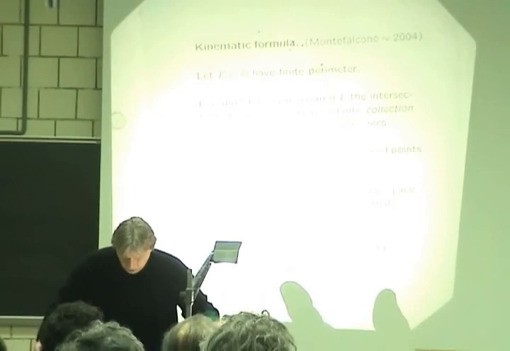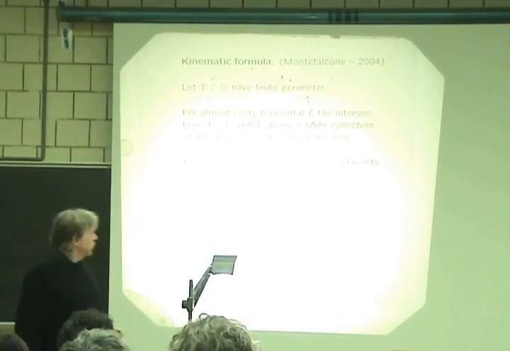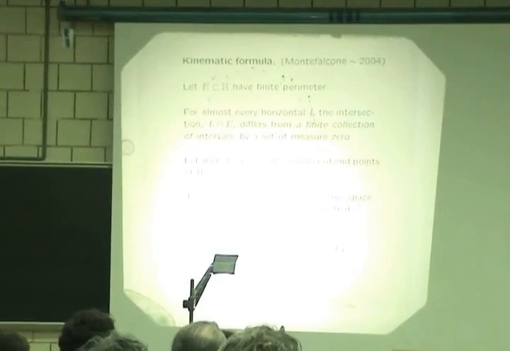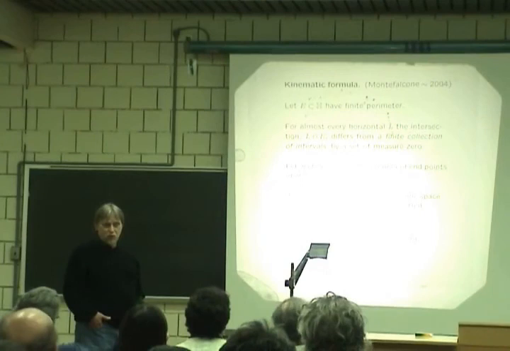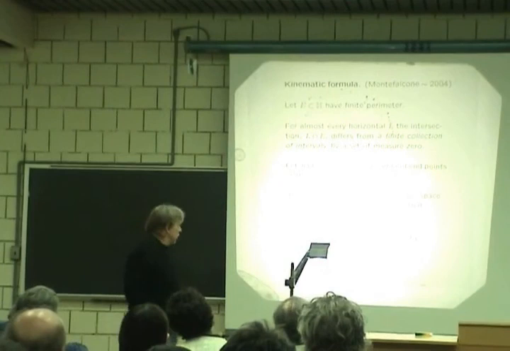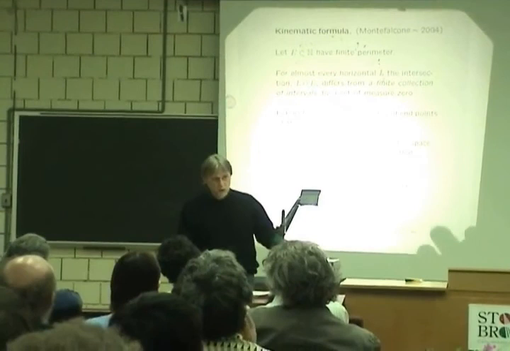Now we have the kinematic formula, which was proved relatively recently. It's like a formula in R^n, which says that you can compute the perimeter by looking at each line, counting the number of intersection points, and integrating over the space of all horizontal lines. So this is like a corresponding well-known formula in Euclidean space. And it's true in Carnot groups in general.